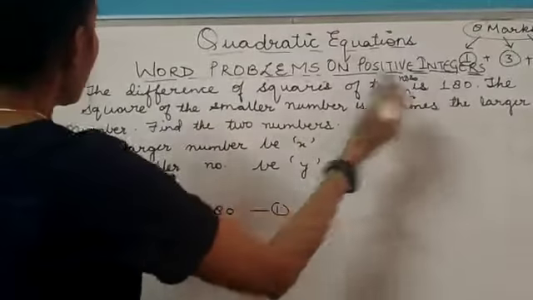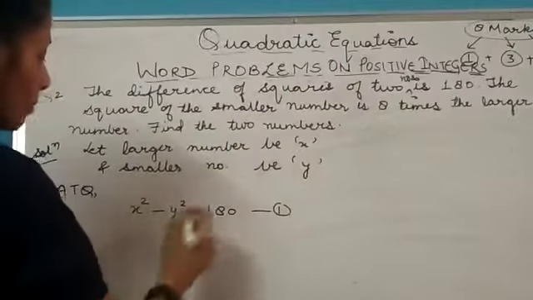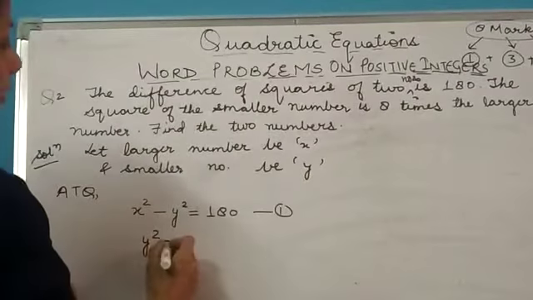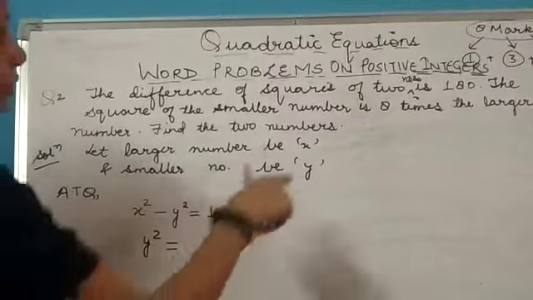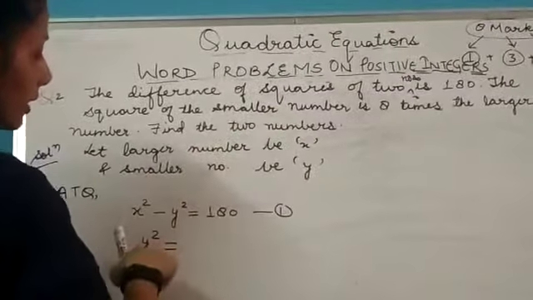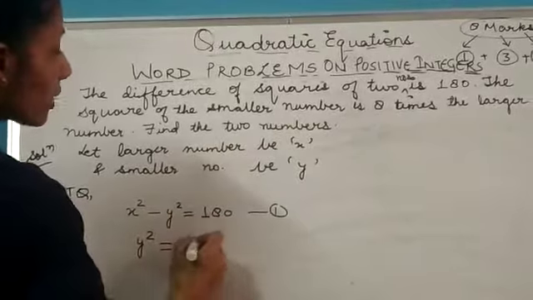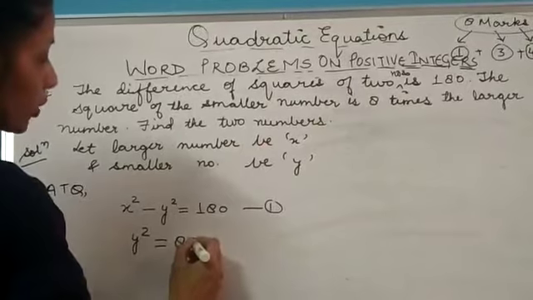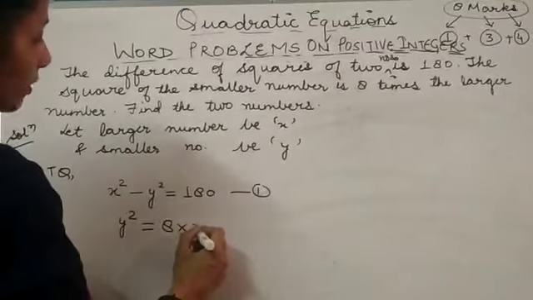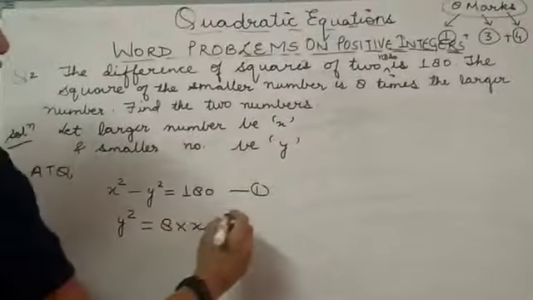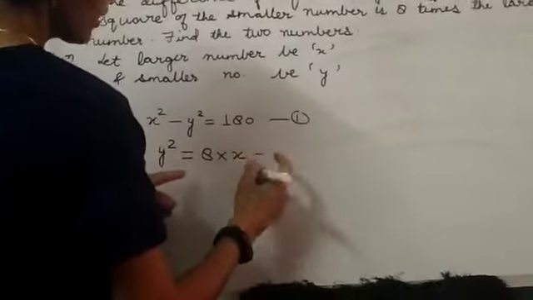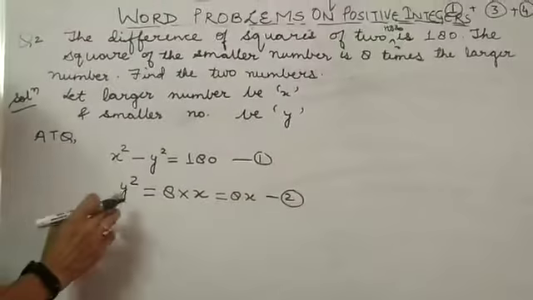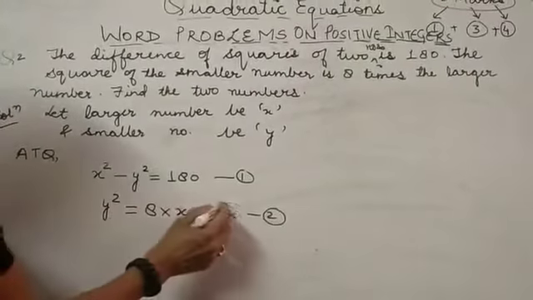Now, next is what? The square of the smaller number. The smaller number is y. The square of the smaller number is, means equal to. The square of the smaller number is 8 times, means multiply, 8 times the larger number, and your larger number is x. So this is simply my second equation, and it can be written as 8x. Now you see, we have got the value of y square as 8x.